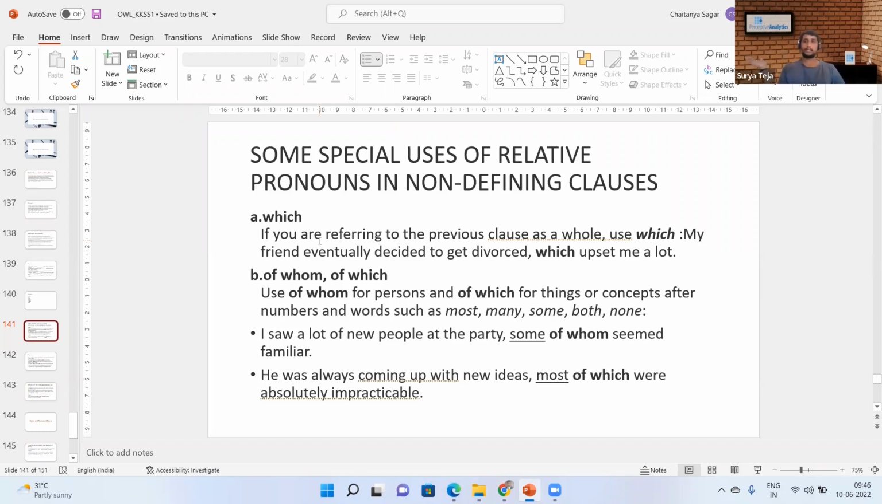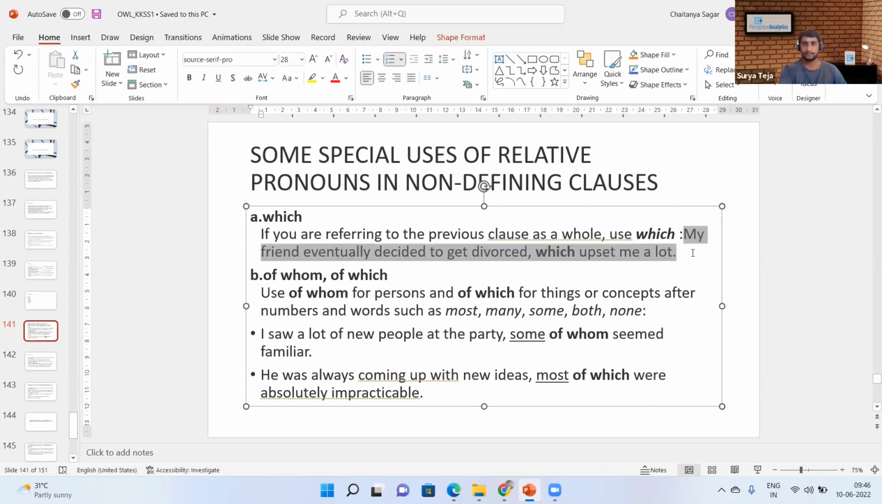The person who came yesterday, or the bar which I went yesterday, or something like that, which we are talking about. So it's basically talking about the subject or the object. But sometimes there might be chances that the relative pronoun is not just referring to the subject or object, it is referring to the whole sentence. So if you see in this example, my friend eventually decided to get divorced, which upset me a lot.